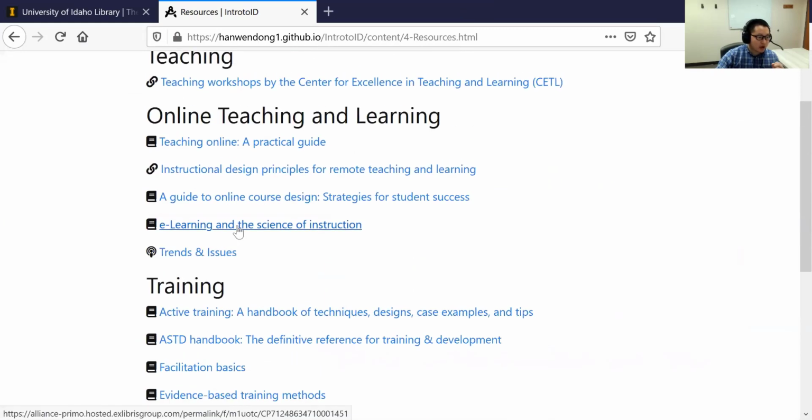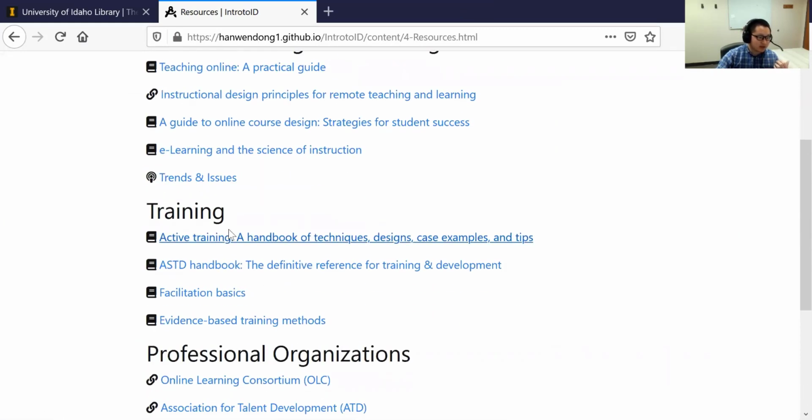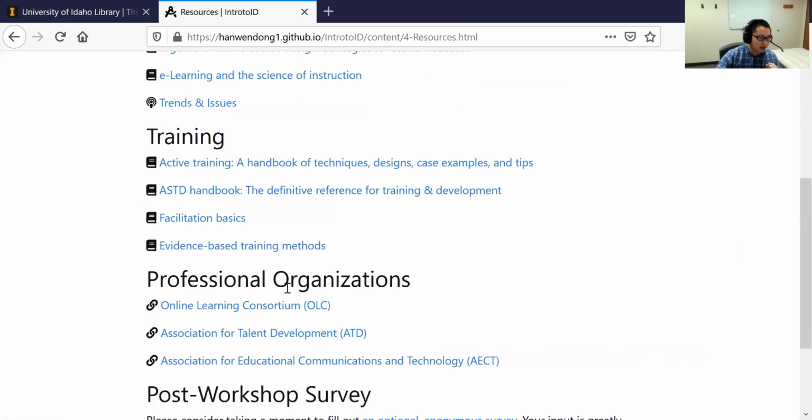We have a couple resources related to training, just in case that is something that folks are interested in, and professional organizations. So we have Online Learning Consortium, which provides some resources on online teaching and learning. Association for Talent Development is more related to industry training. And Association for Educational Communication and Technology focuses on educational technology. A lot of times these organizations are not free. If you want to join their membership, you have to pay, but I don't think it's really necessary.